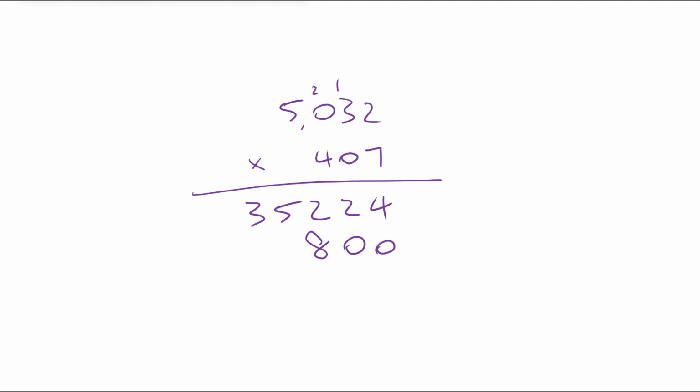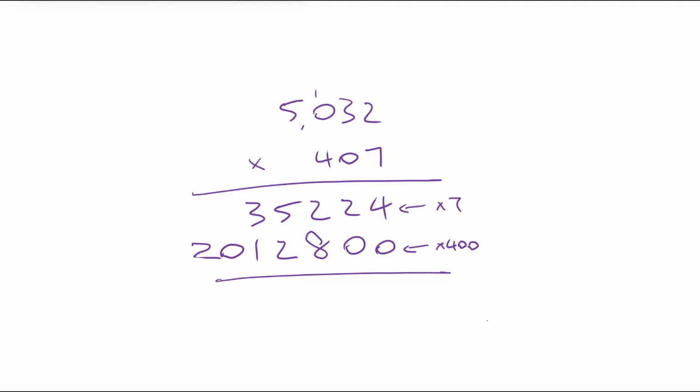So then we have 3 4s are 12. Put the 2, carry the 1. 0 4s are 0, plus that 1. And 4 5s are 20. So that's the multiplication done, and now we need to add those two numbers because this first number we have, that was our times 7, but this second number, that was our times 400. So we need to put those together so that we've times it by 407. We just did it in 2 steps.